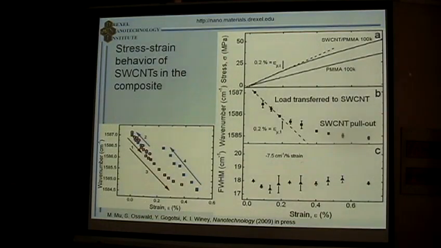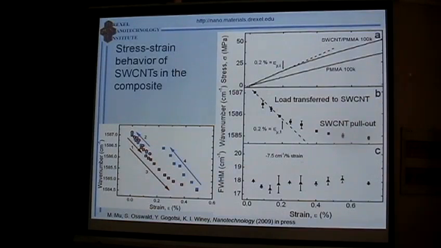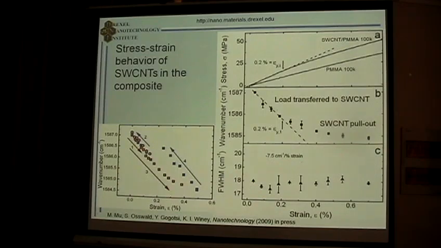If we load it below 0.2%, with unloading and loading, part of the curve completely coincide. It means that we elastically strain nanotubes and let them relax. If we go to a higher load, 0.5% strain, high deformation, it doesn't come back. So deformation becomes irreversible. It means that we displace tubes from the position where they were initially.